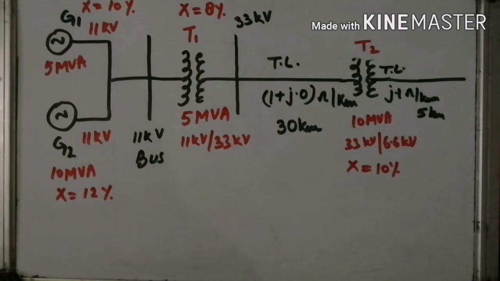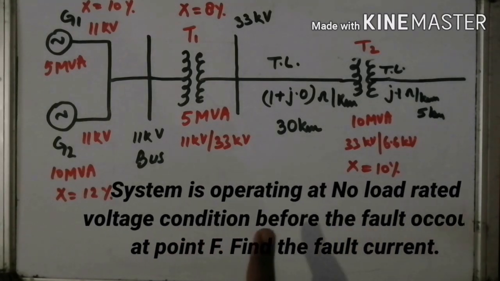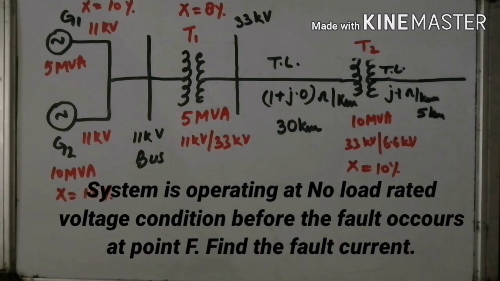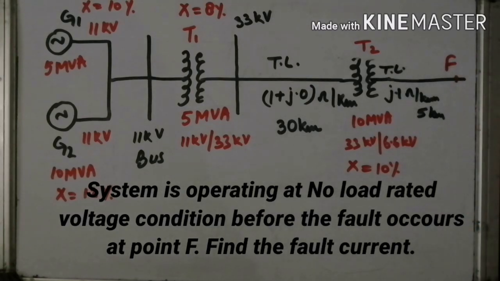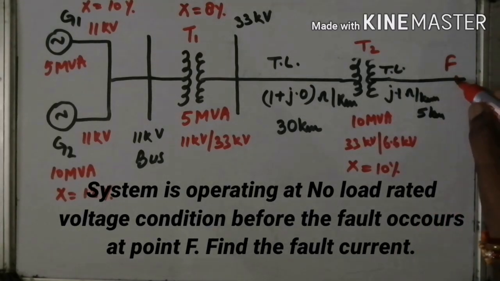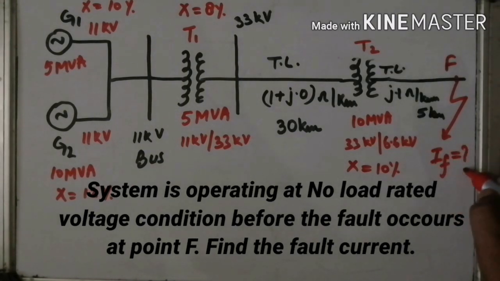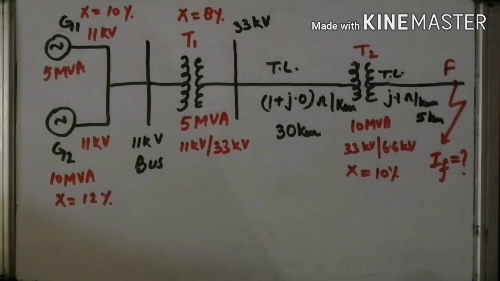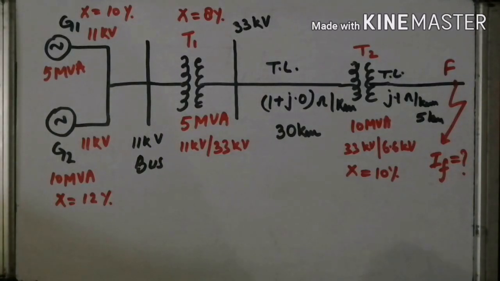But there is a condition that system is operating at no load rated voltage condition before the fault occurs at point F, and find the fault current. Whatever the fault current, that is IF, calculate this value. Okay, now I'm going to convert this single line diagram into the reactive diagram.